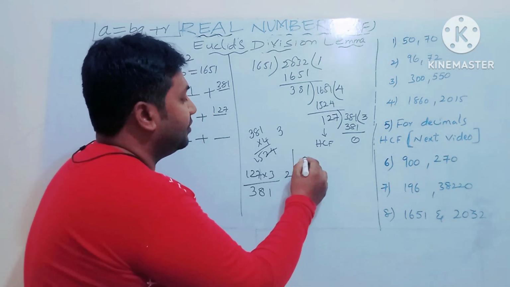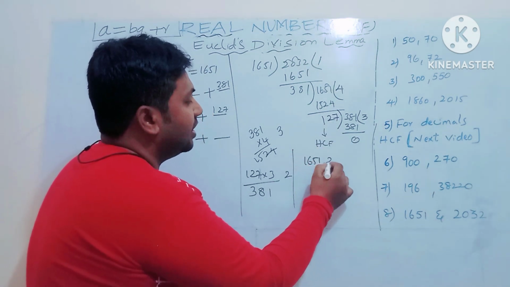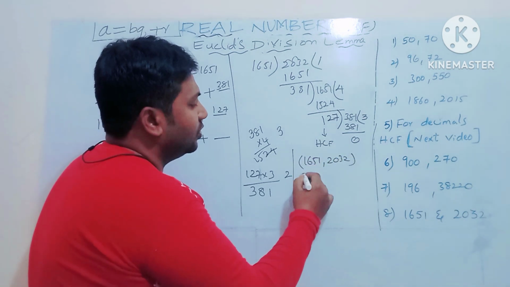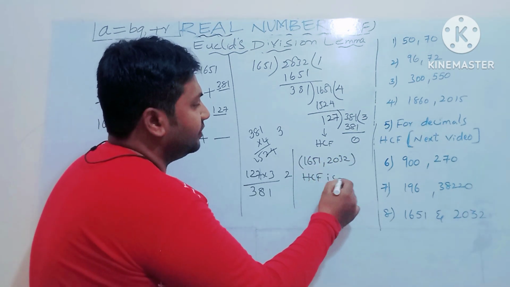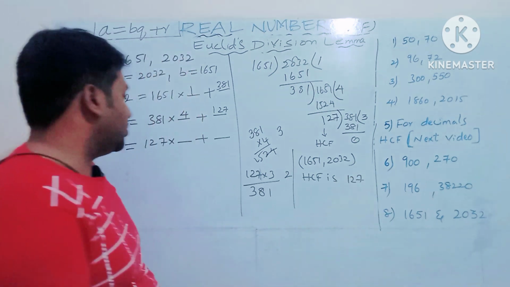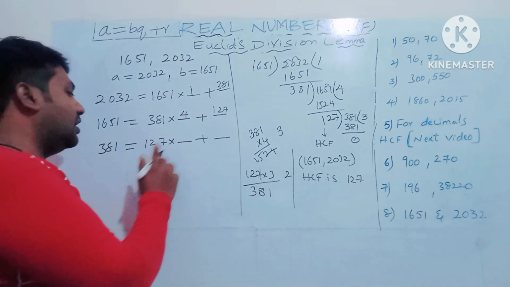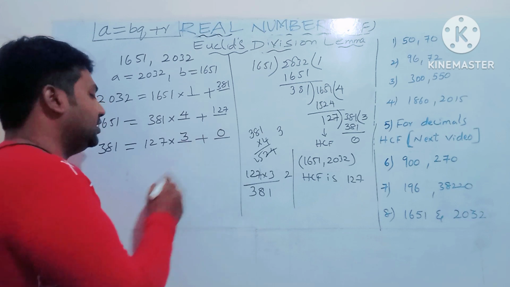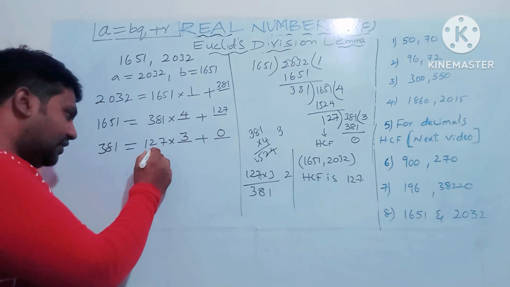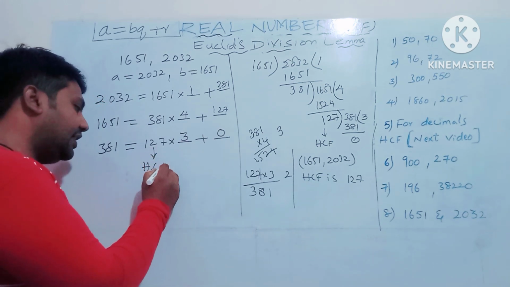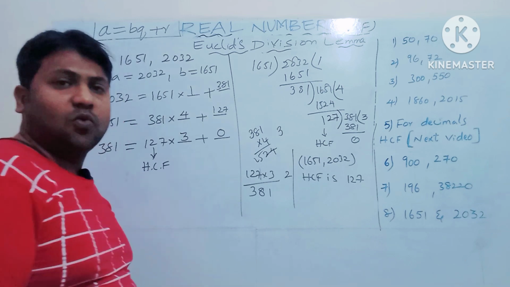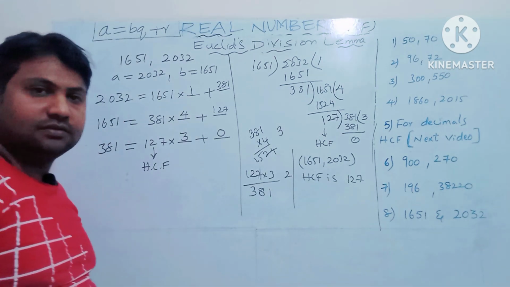And our HCF is 127. So for 1651 and 2032, HCF is 127. So I can completely write A equals BQ plus R as 381 equals 127 into 3 plus 0, because our HCF is 127. What is our HCF? 127.